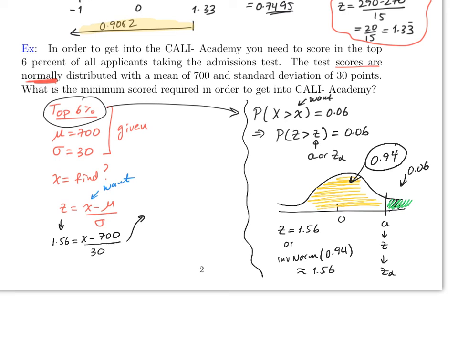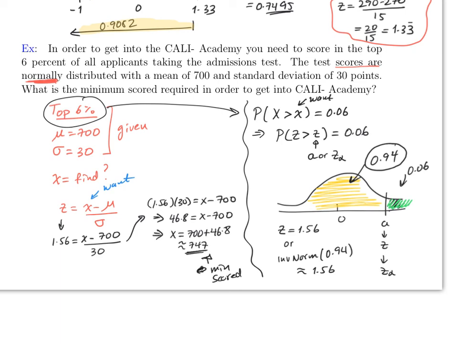So you cross multiply, you're going to have 1.56 times 30 equals x minus 700. Or 46.8 equals x minus 700. So if we solve for x, it is going to be 700 plus 46.8, which is around 747. So this is the minimum score that you need in order to get into Cali Academy.